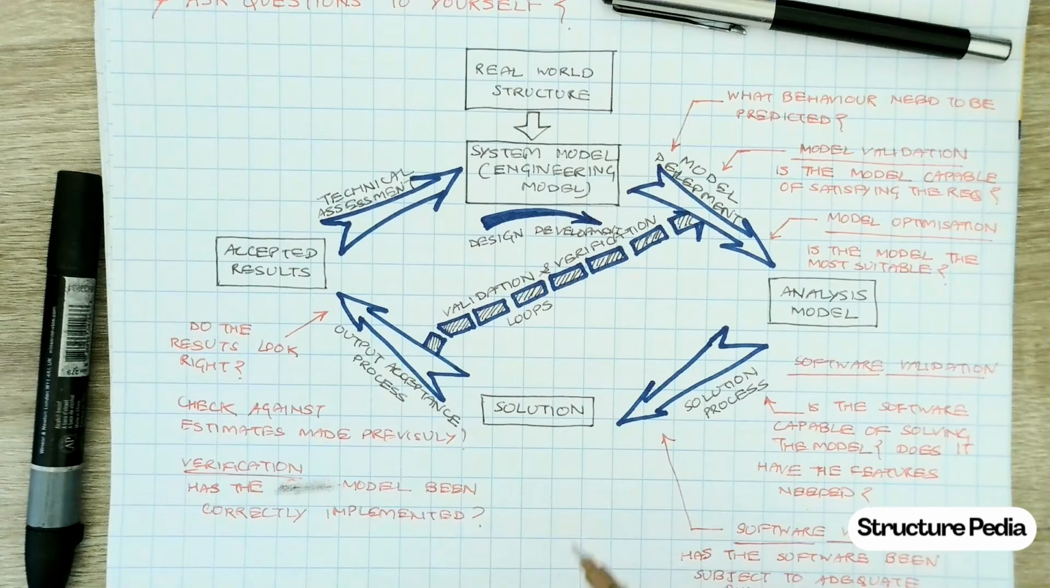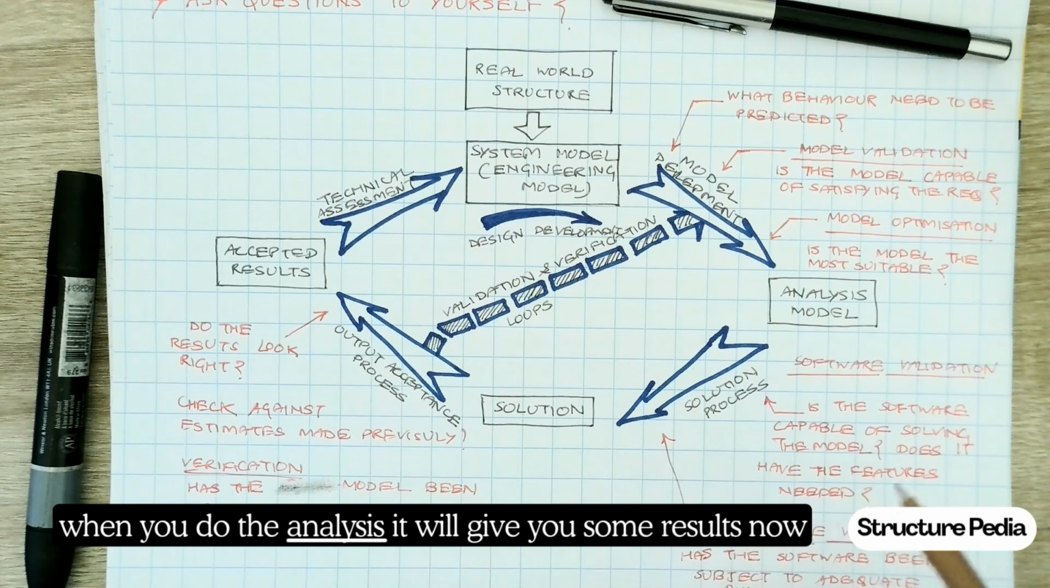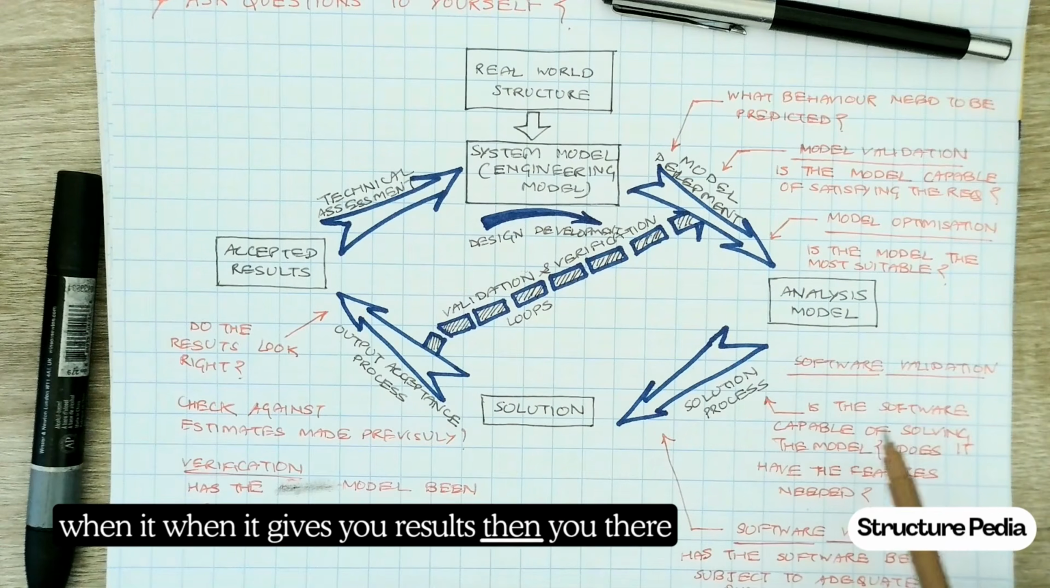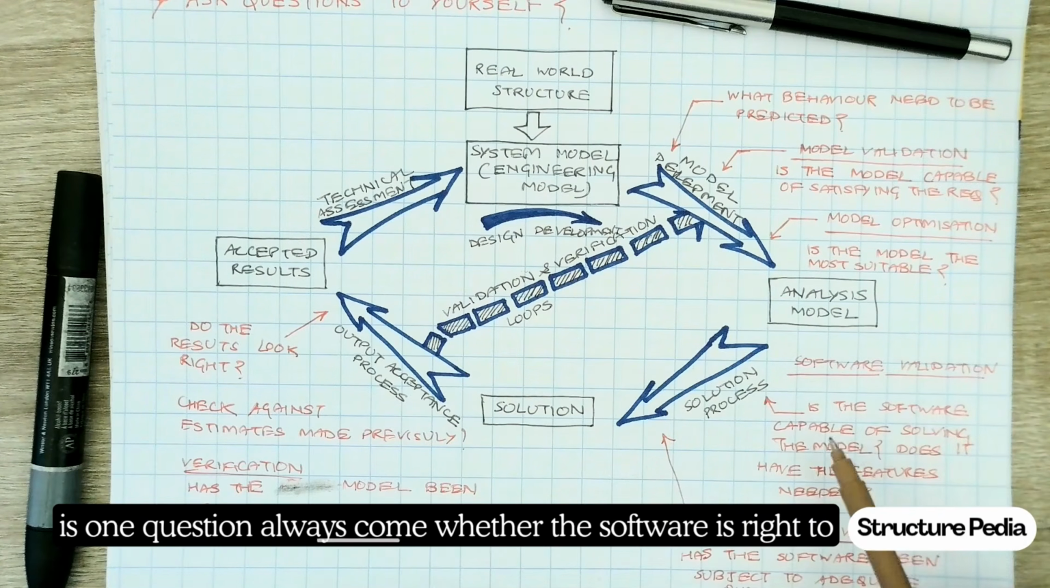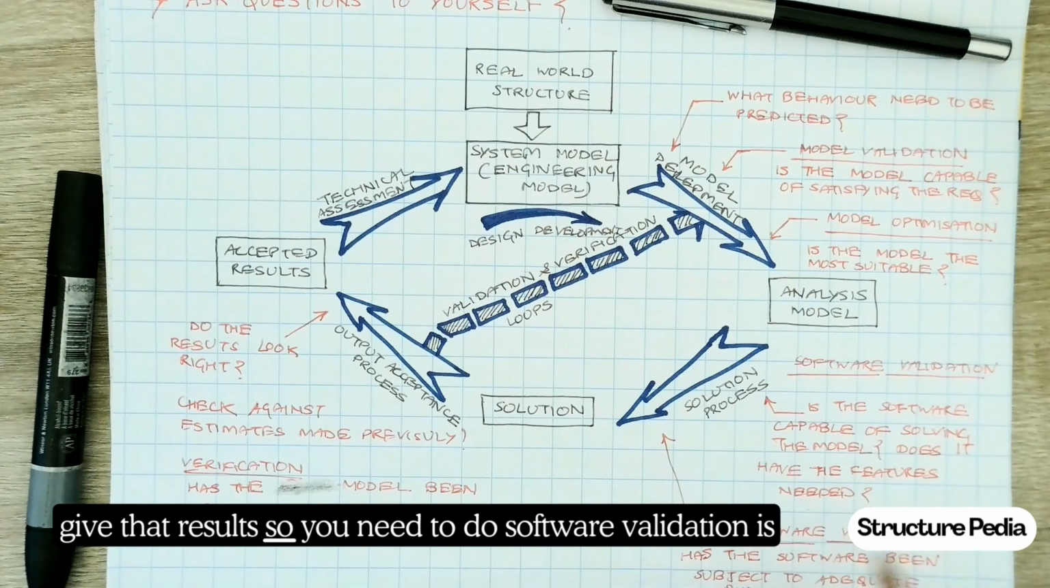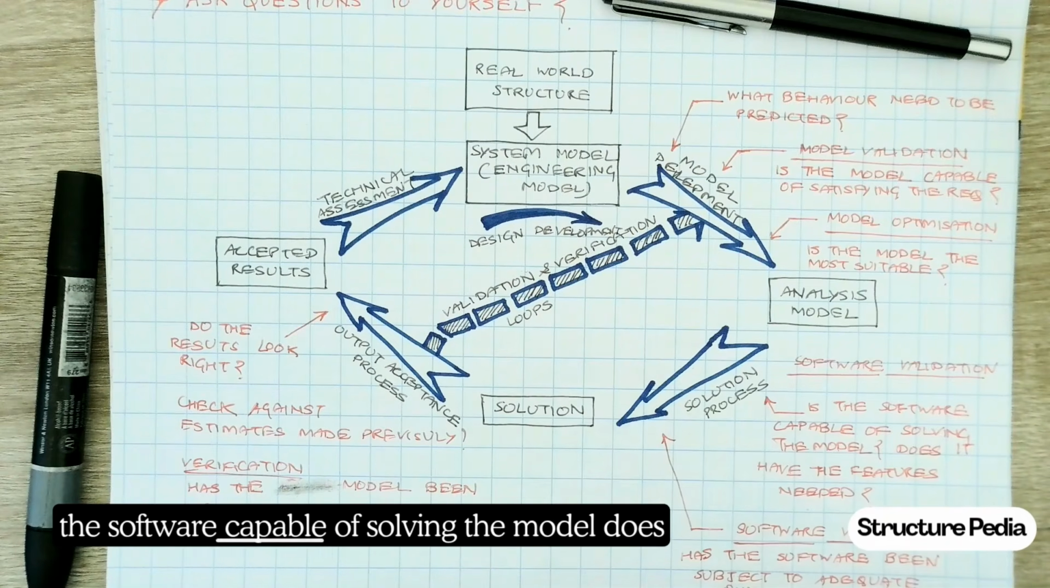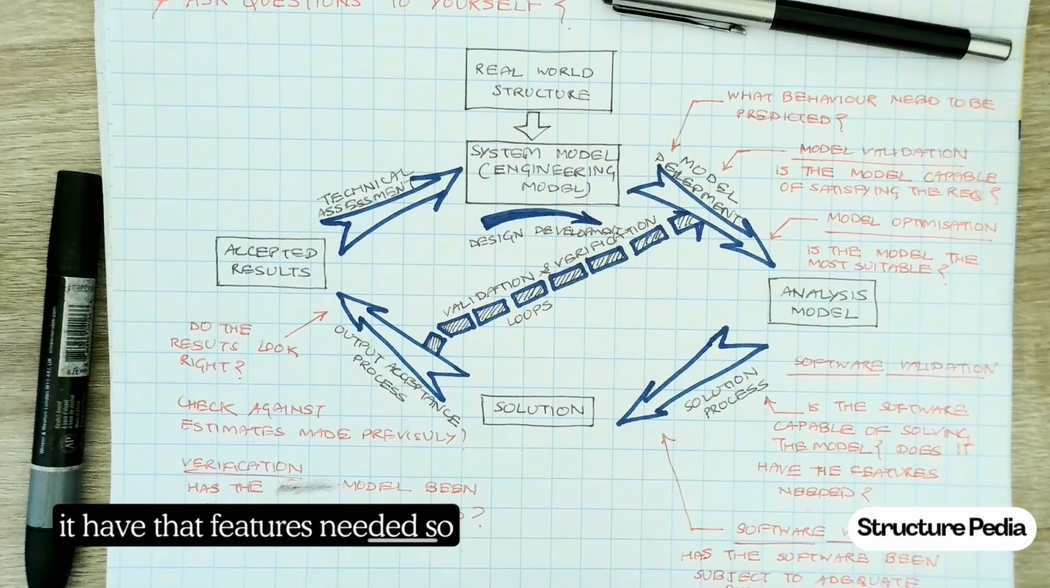Now the solution process, because when you do the analysis it will give you some results. When it gives you results, there is one question that always comes to your mind: whether the software is right to give those results. So you need to do software validation. Is the software capable of solving the model? Does it have the features needed?